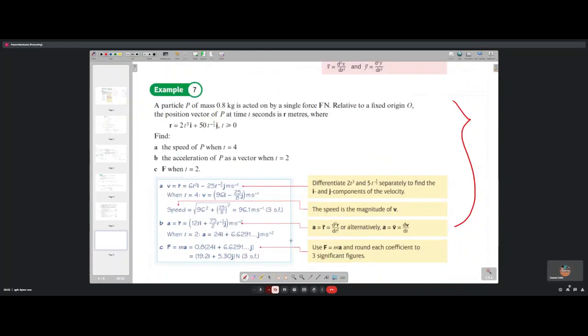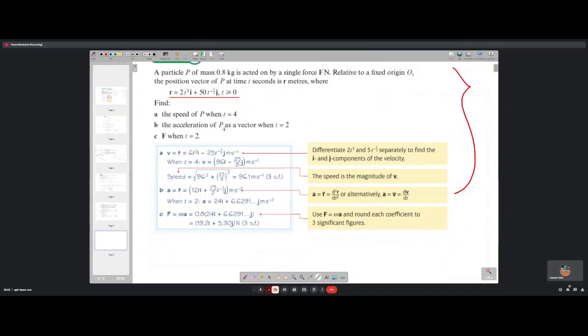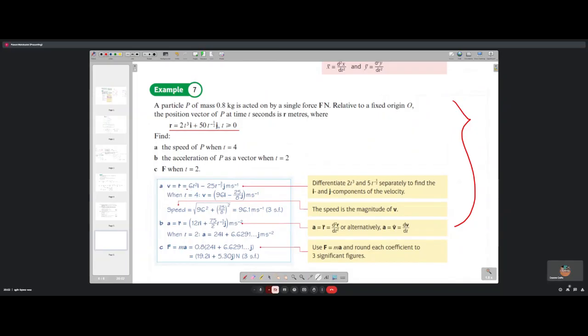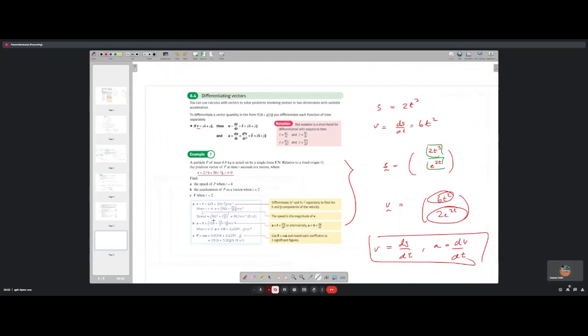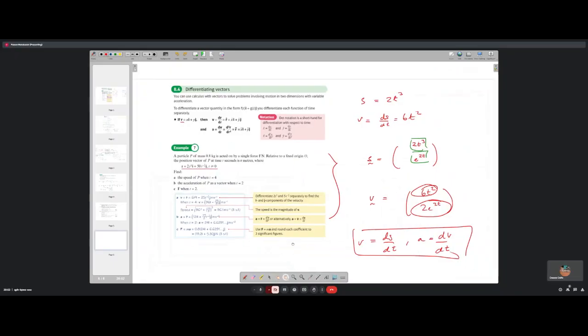So the whole point here is in your exam, they'll give you a position vector. They'll say find the speed. So all you would do is differentiate it once. So you got 6t squared, and then you would have 25. So you get the idea, right? Plug in the numbers, use Pythagoras theorem on the components. That's it. Not so difficult, is it?